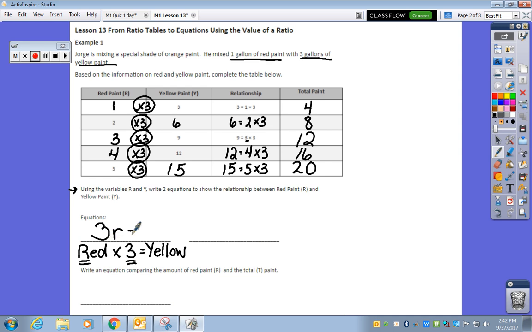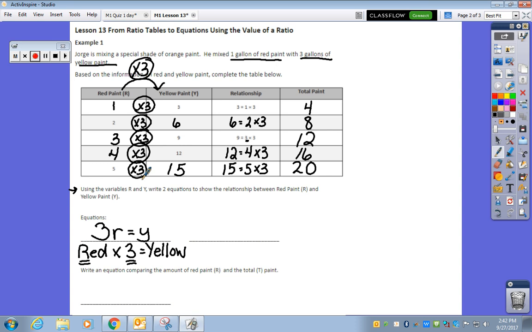So now I'm just going to write equals y for the yellow. So I've taken my 3, I've multiplied it by the red to get the yellow. So anytime I'm going from red paint to yellow paint in the table, I've multiplied by 3, as we can see down here. There is a way to go backwards as well.